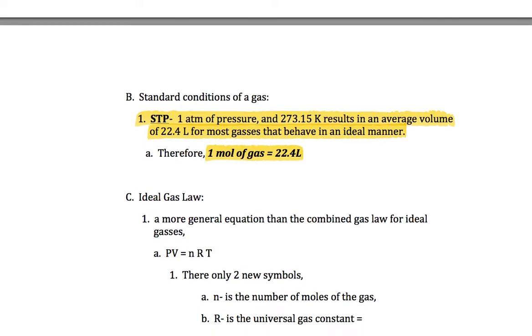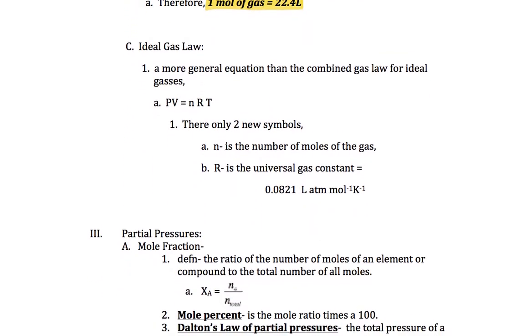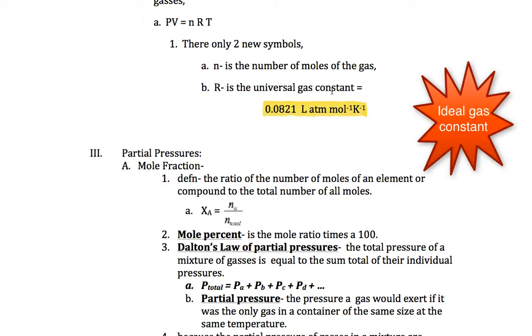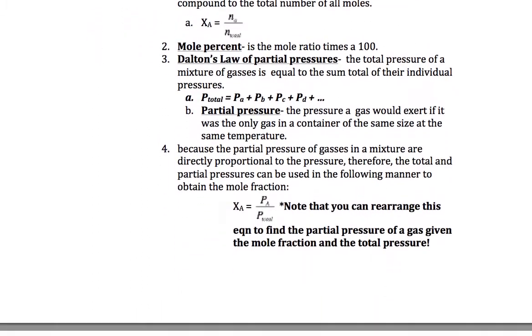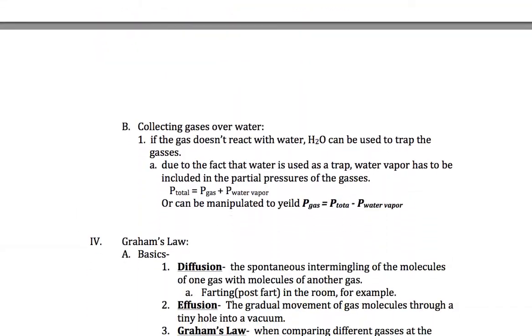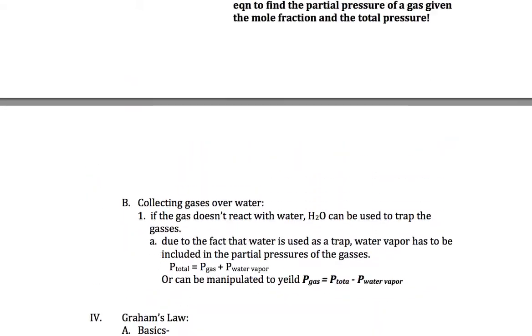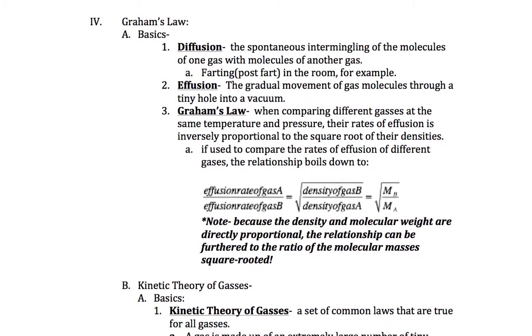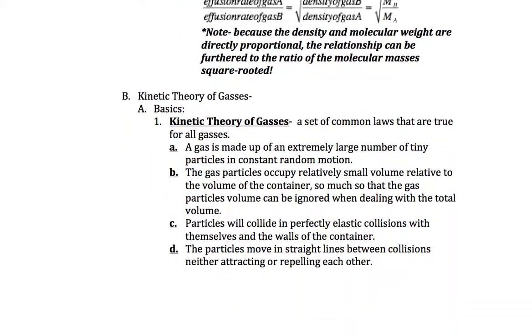Then there's the ideal gas law. So this is a more general law. PV equals nRT, where P is the pressure, V is the volume, n is moles, R is the ideal gas constant, and T is the temperature in Kelvin. Alright? We'll talk about partial pressures later in Raoult's law and Dalton's law. There's also Graham's law, which allows us to look at the effusion rate of different gases compared to each other based on their masses. Okay.